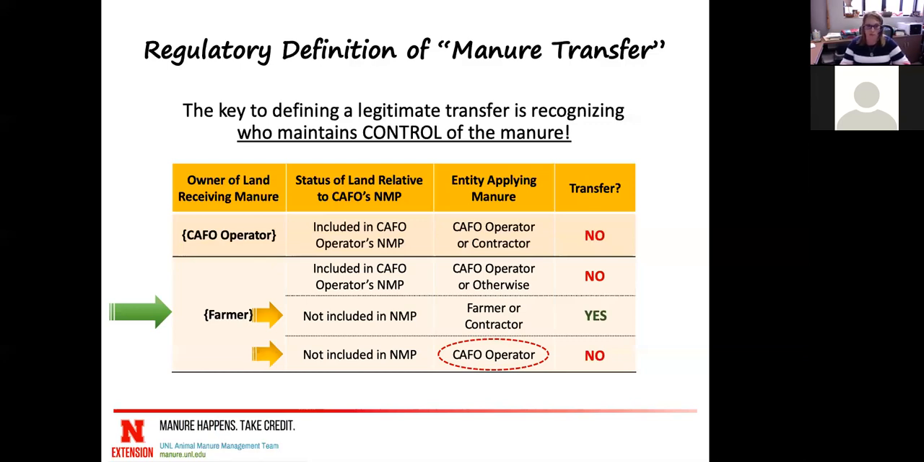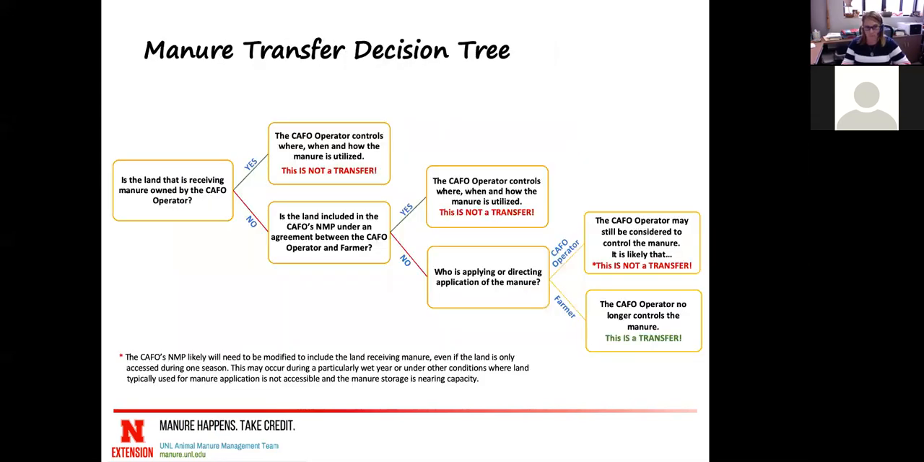So there's really only one situation here that was a legitimate transfer, and that is when the manure leaves the CAFO and the farmer who is accepting it, or a contractor that is working with that farmer, is the person who takes it and determines how it's applied to the land. So this is just kind of a manure transfer decision tree that I came up with, and I won't go through it because it's basically what we've just talked about, but it asks a set of questions that you can look through and answer yes or no, and get to the end and decide is this a transfer or is it not.